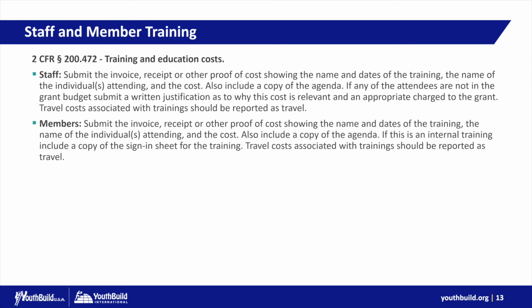Next, we have staff and member training. If you have staff or member trainings, please submit a copy of the invoice, receipt, or other proof of cost showing the name and dates of the training, the name of the individual's training, and the cost. Also include a copy of the agenda. If any of the attendees are not in the grant budget submitted, please submit a written justification as to why this cost is relevant and an appropriate charge to the grant. Travel costs associated with this training should be reported as travel in the travel line item.